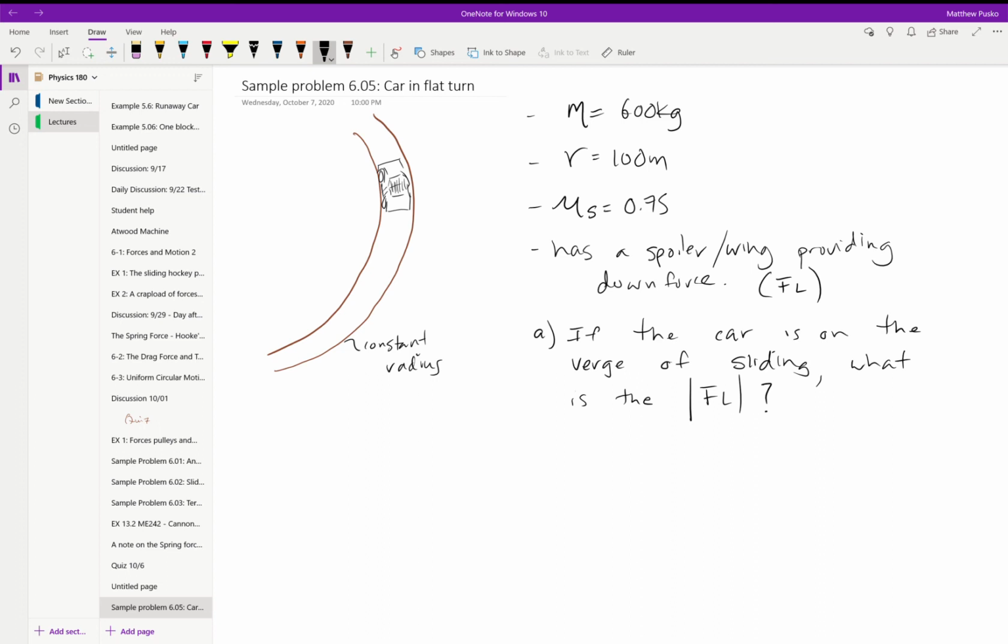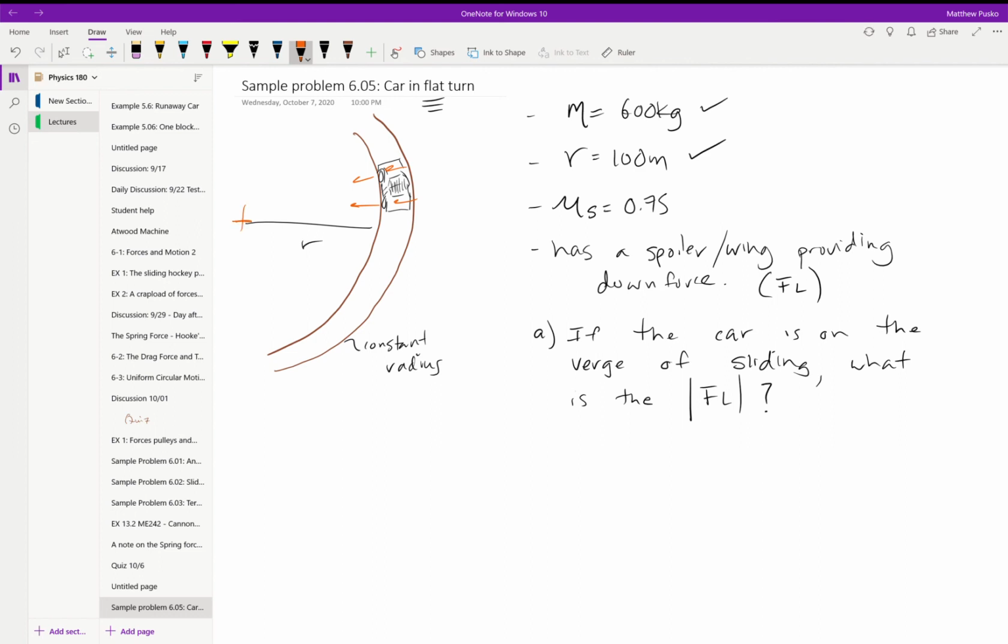Alright, let's take a look at sample problem 6.05 and then we'll look at 6.06. The difference being one is a flat turn. We still have some constant radius of curvature. They give us that as 100 meters. We have a mass of a car going around this corner as 600 kilograms. They give us the coefficient of static friction because at each one of these tires some frictional force is pushing us inward towards the center of the circle.